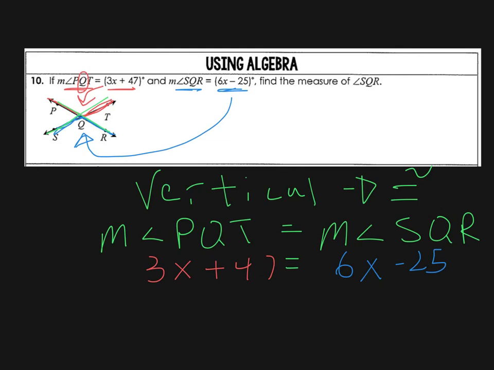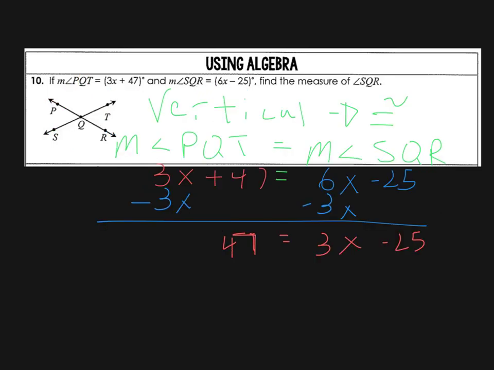Think about it as like two defensive players on a soccer team. This was my first string, this was my second string. First string over on SQR is the measure of angle SQR. Second string is 6x minus 25. Wherever I see SQR, 6x minus 25 is just as good. So if these two measures equal each other, then algebraically I set these terms equal to each other. Now comes the tough part, the algebra.